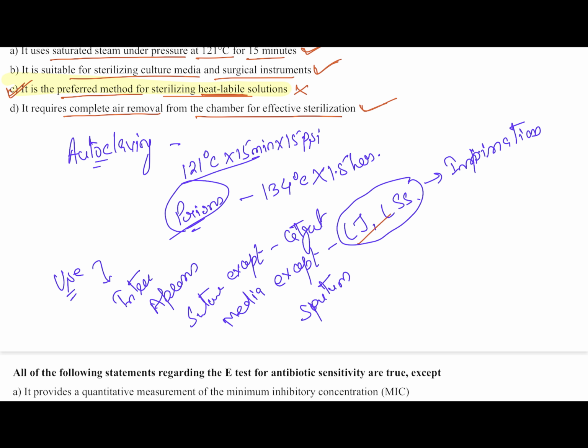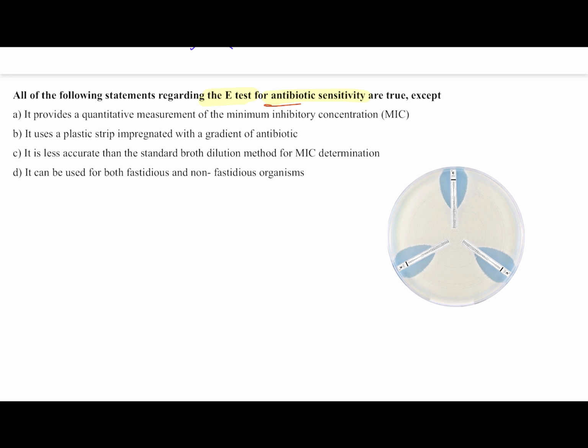Next is: all of the following statements regarding E-test for antibiotic sensitivity are true except. So we are doing antibiotic sensitivity. To test antibiotic sensitivity we have mainly three methods. One is E-test, one is broth dilution, the other one is disc diffusion. Three methods we are using.